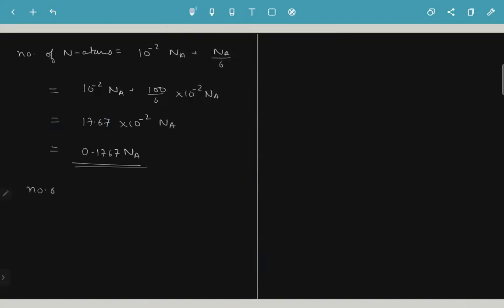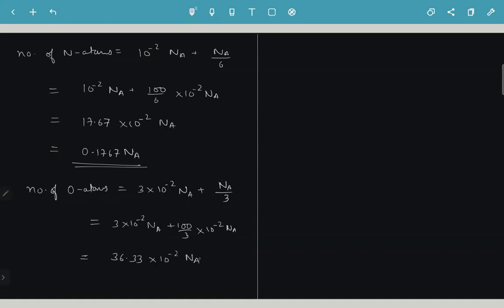Similarly, we'll find out the number of oxygen atoms, which is equal to 3 into 10 raised to minus 2 Na plus Na by 3, plus 100 by 3 into 10 raised to minus 2 Na. 100 by 3 is 33.33, plus 3, so 36.33 into 10 raised to minus 2 Na, which is 0.3633 Na.